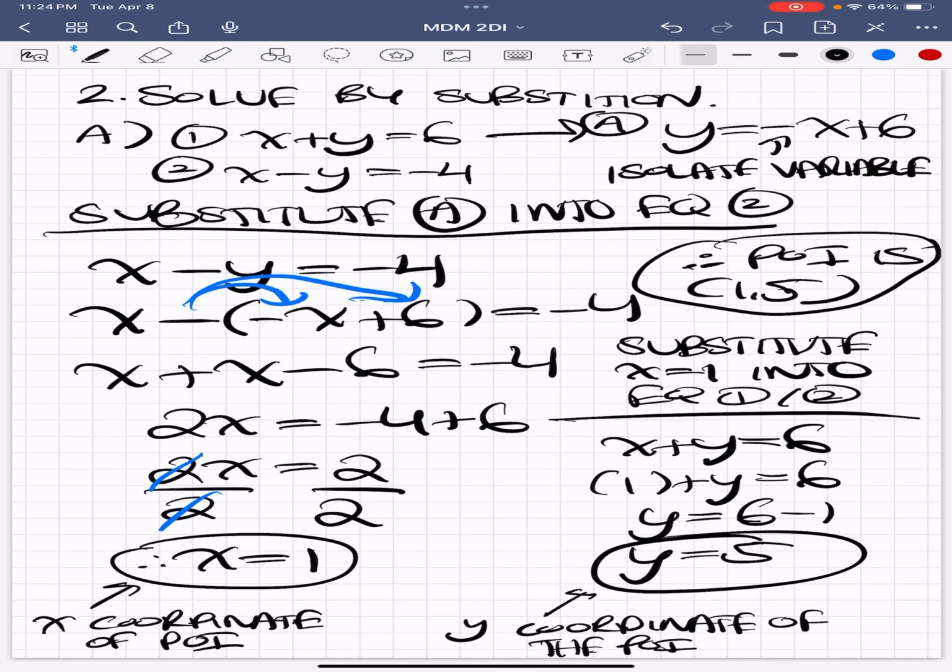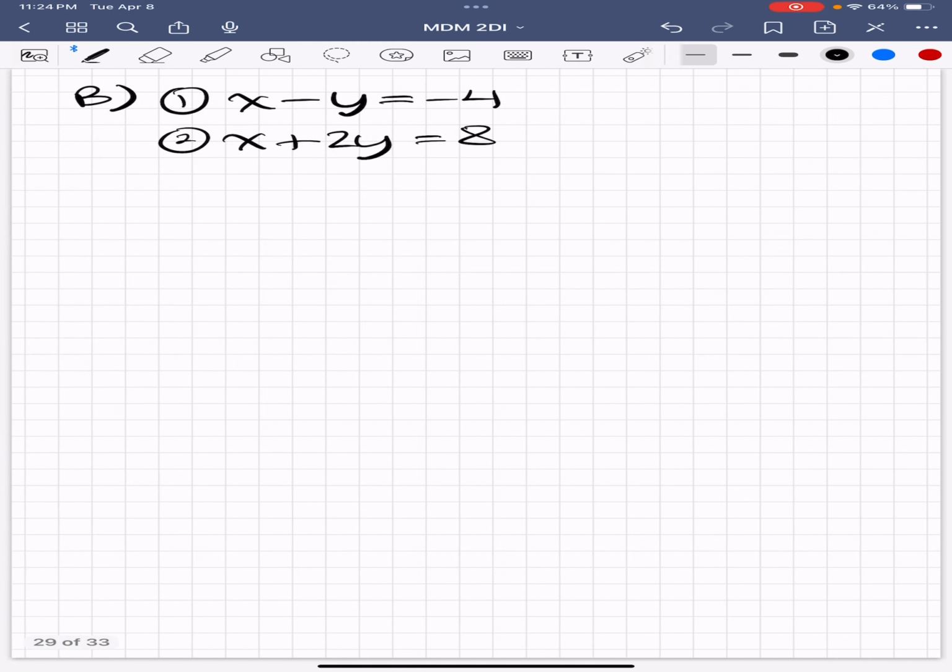Very good. Again, our point of intersection is (1, 5). Hopefully you're following along and understanding what we're doing. And we are going to move on to the next question shortly. And moving on.